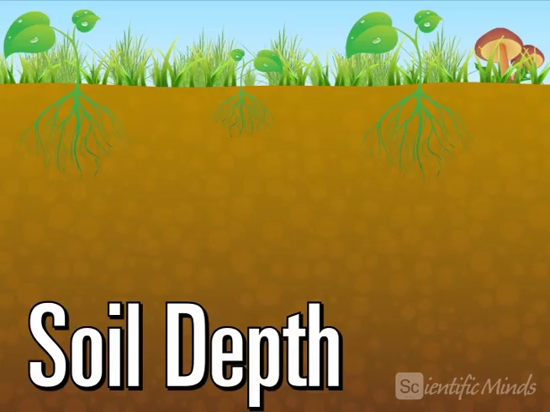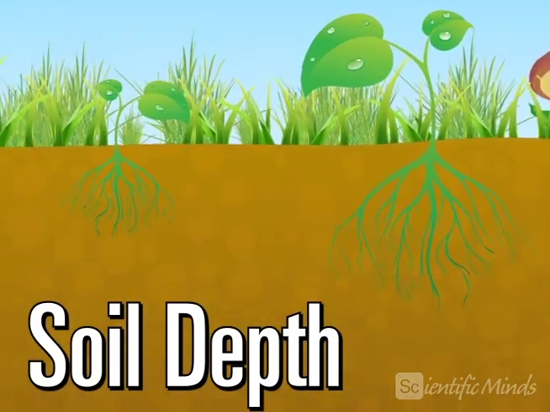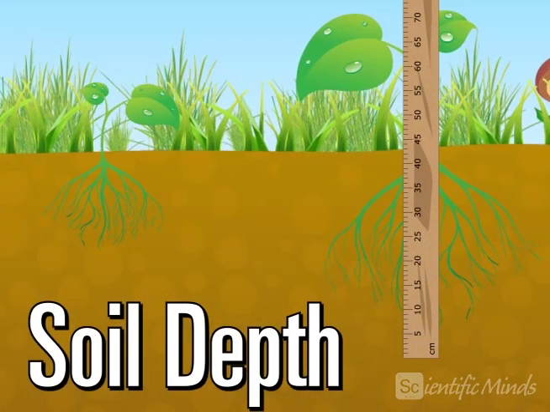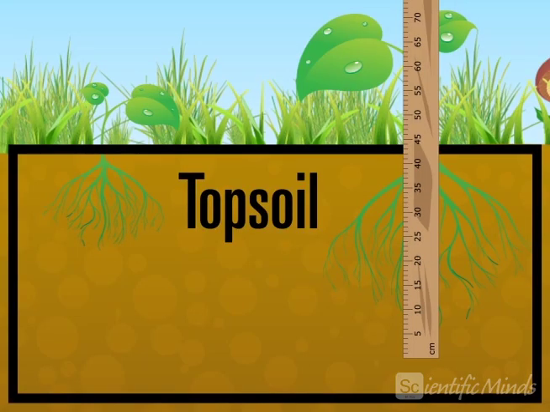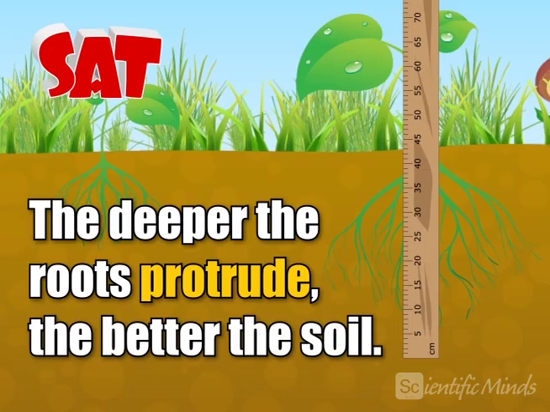The depth of soil is another capability factor. Soil depth is the vertical distance from the surface of the soil to a layer where the downward growth of most plant roots stops. Soil depth generally refers to the topsoil, the most fertile layer of soil. The deeper the roots protrude, the better the soil.